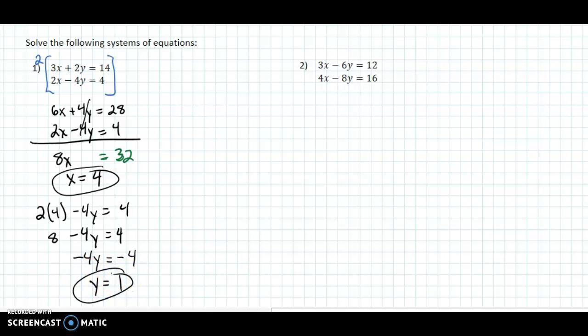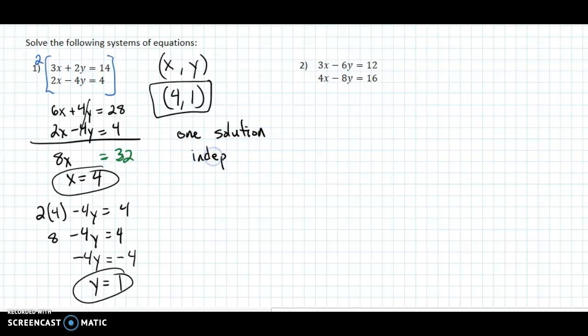Okay, so our solution, we want to write our solution as an ordered pair. And so our solution to this system is 4, 1. So what does that mean? That means if I plug 4 and 1 into both equations, then it makes both equations true. So this has one solution, and we call this an independent system.